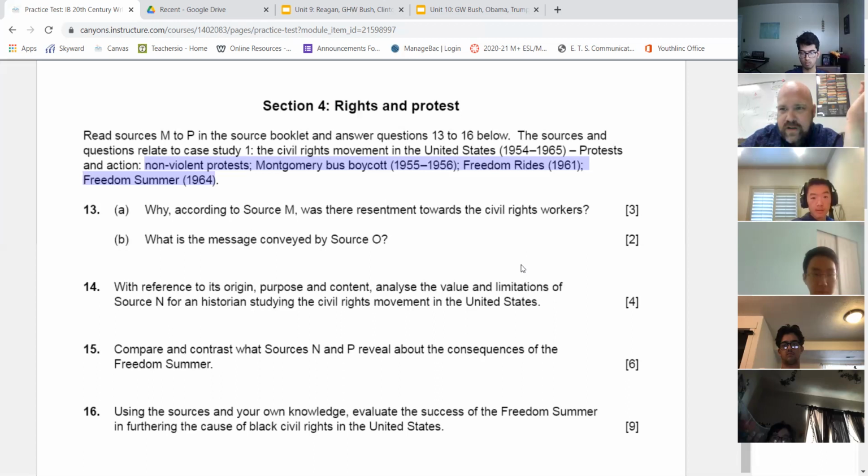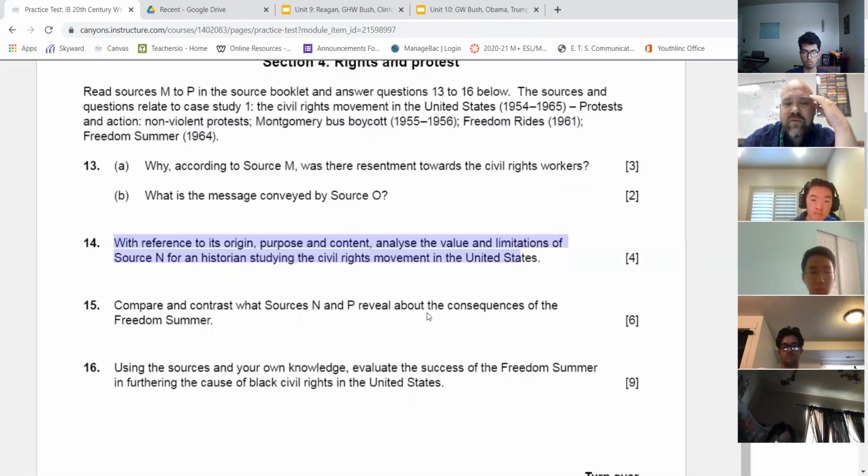Southern whites are resentful of civil rights workers telling them what to do, right? This one you can't do anything until you read it. But with the source here, origin, purpose, content, values, and limitations, every single test that they've ever given has this question on here. They pick one of the documents and you analyze the document just like you did on your IA. Compare and contrast sources N and P, what they reveal about the consequences of Freedom Summer.